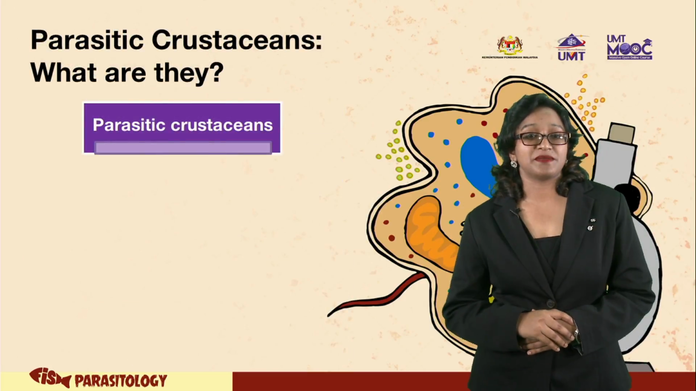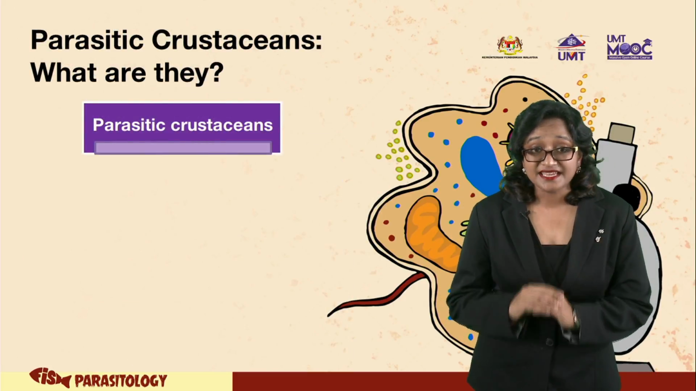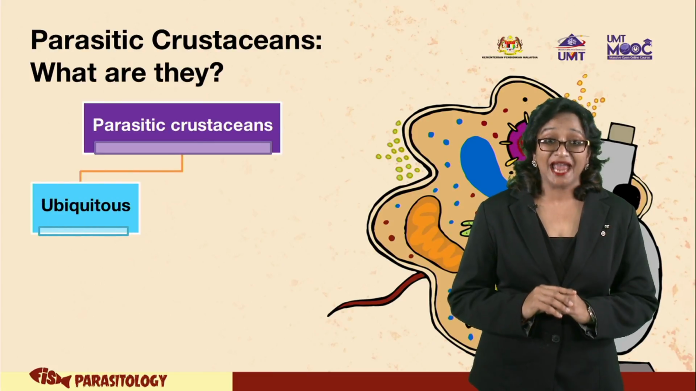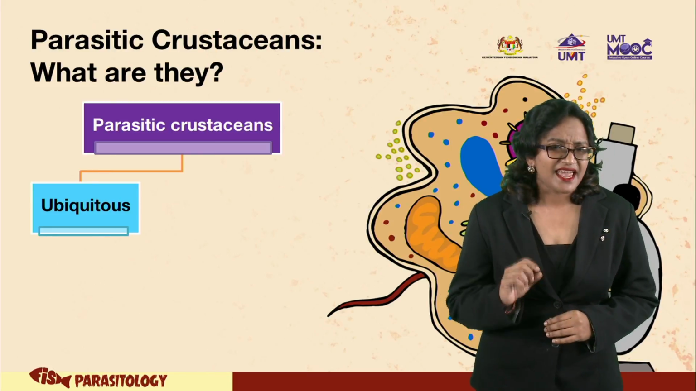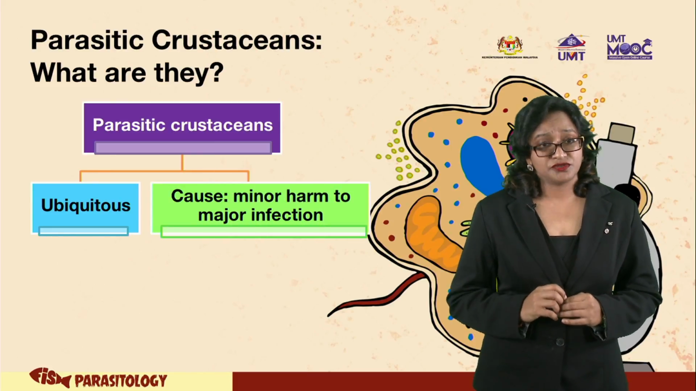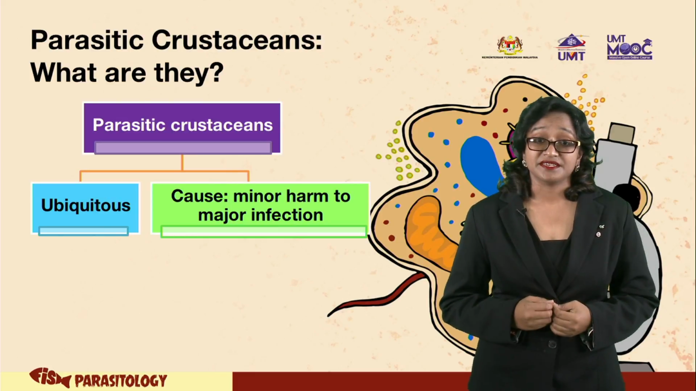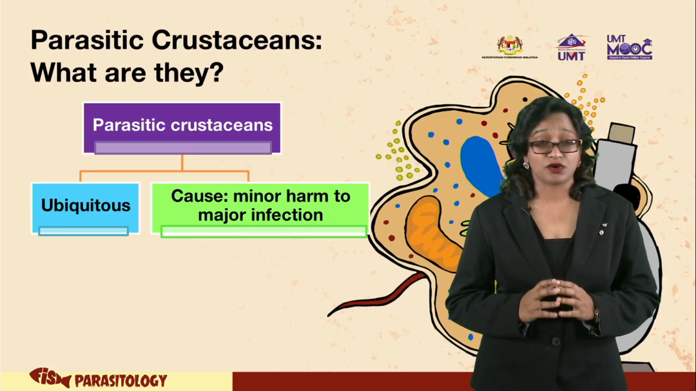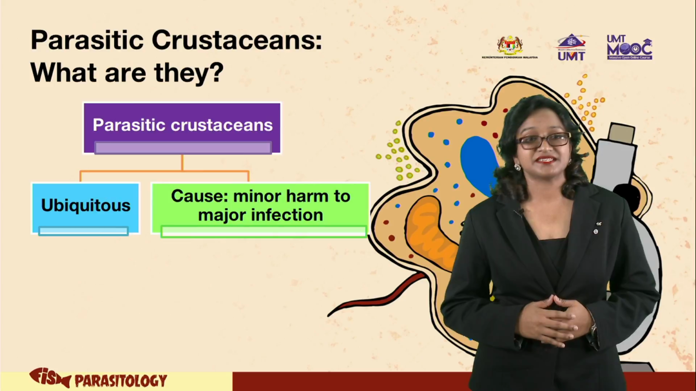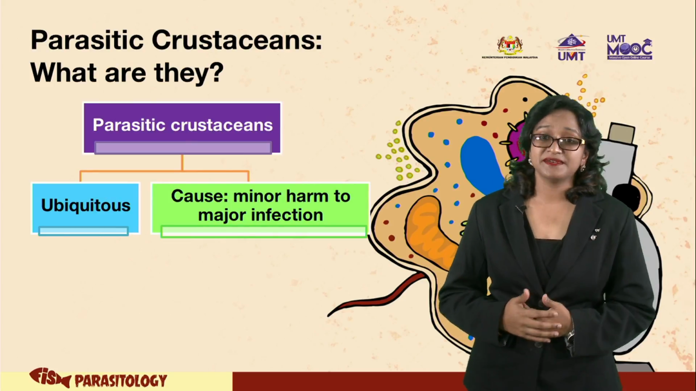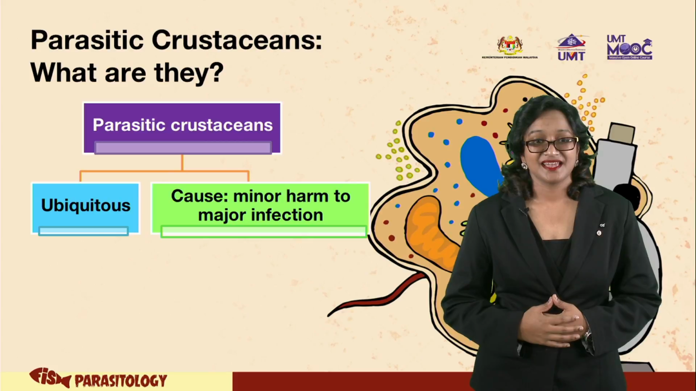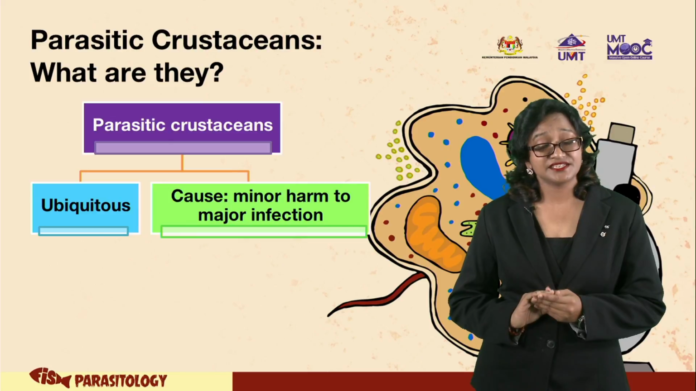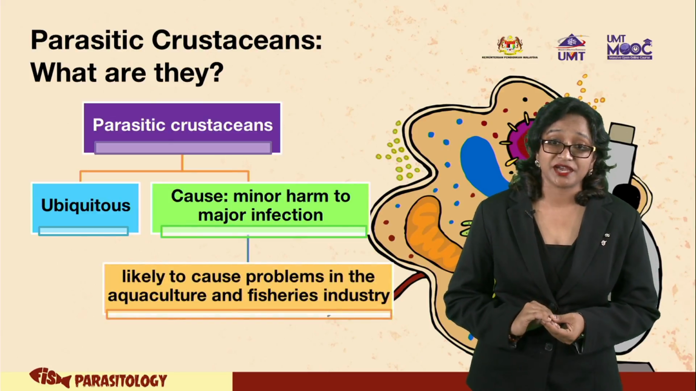Now, moving on to the topic of crustacean parasites. These parasites of fishes are ubiquitous in fresh, brackish, and marine waters. They can cause minor harm to their hosts when present in small numbers. However, in the case of heavy infections, they cause severe damage to skin, muscles, and gill tissues, accompanied with secondary infections. The crustacean parasites dealt with here are primarily those that are likely to cause problems in the aquaculture and fisheries industry.